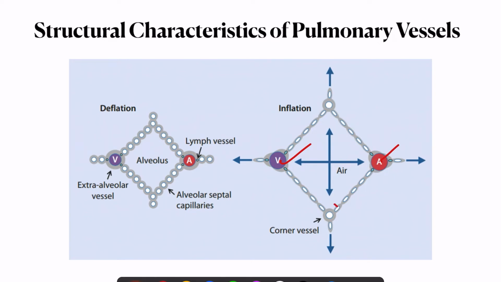However, there are some corner vessels which are located inside the alveolar parenchyma and therefore not surrounded by the connective tissue. They are protected from high alveolar air pressures and are therefore open in both inflation and deflation. These vessels are characteristically found in the West zone 1 and 2 of the lungs.